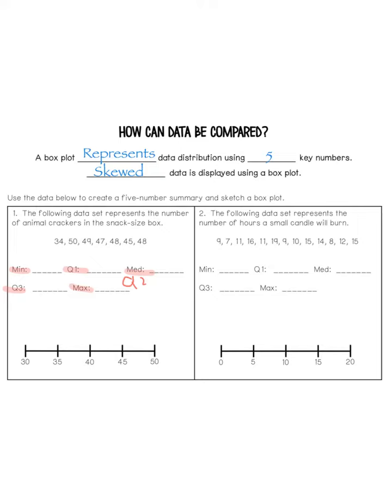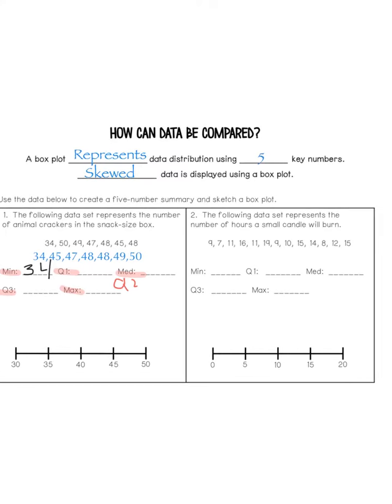Alright, so just like when we were finding medians the other day, your numbers need to be arranged from least to greatest. So the numbers from least to greatest would be 34, 45, 47, 48, 48, 49, and 50. Once your numbers are arranged from least to greatest, it's really easy to identify the minimum and maximum. The minimum in this scenario would be 34, and the maximum is 50.